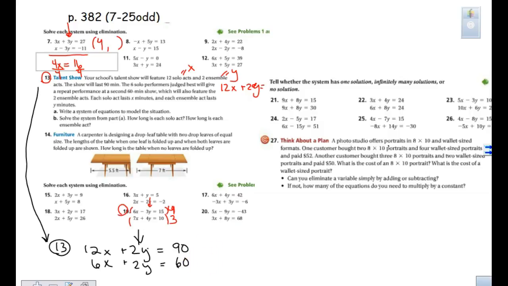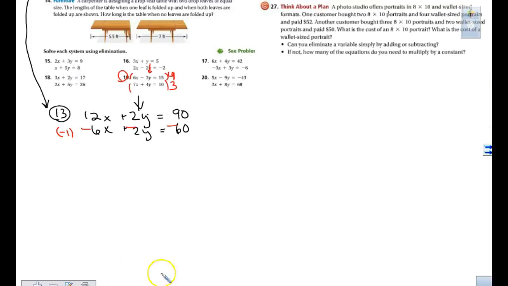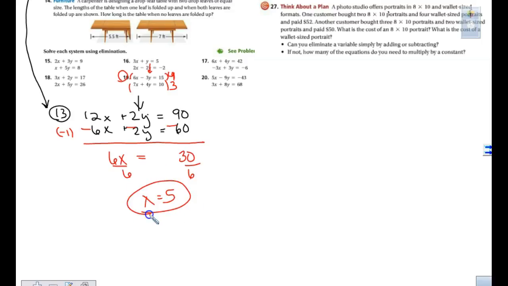We would want, the easiest way to do it is to maybe think of subtracting them, or taking this whole second equation times a negative 1, right? Which would give me a negative 6x, a negative 2y, and negative 60. So if I am adding those together, I have 30. The y's cancel, and I have 6x equals 30.